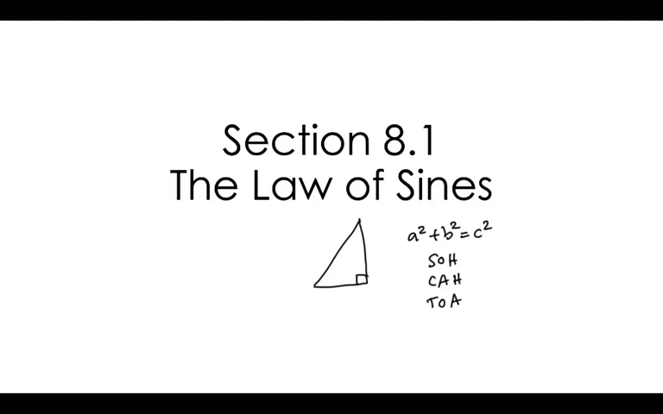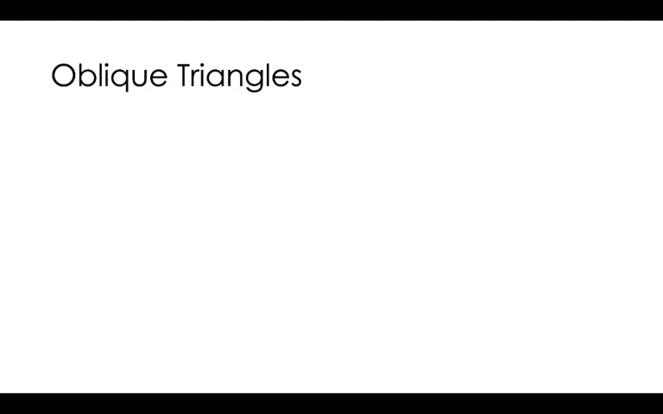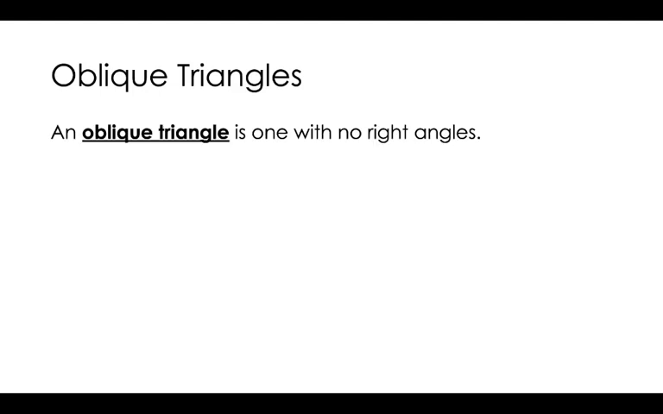Sine, cosine, and tangent, all of those things rely on there being a right angle in our diagram. So if we don't have a right triangle, then we have what we call an oblique triangle. It's just a triangle with no right angles.